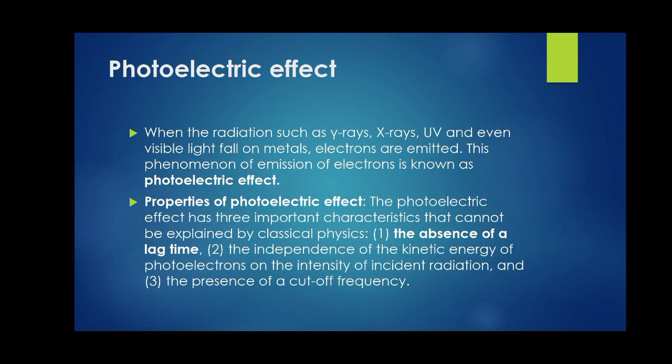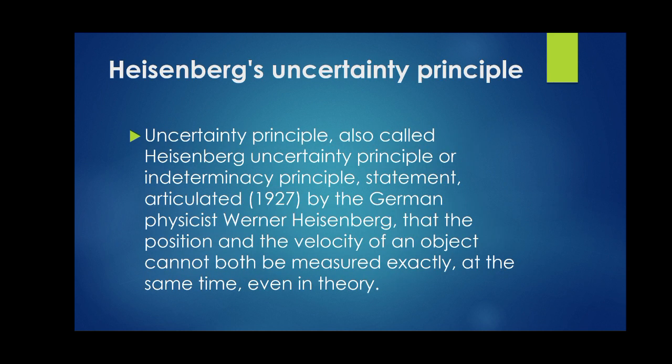Okay. Let us move into the next topic, that is Heisenberg's uncertainty principle. Uncertainty means instability or not a fixed position. Like that we will get the meaning. And that principle was explained by the German physicist Werner Heisenberg. Werner Heisenberg explained the position and the velocity of an object.